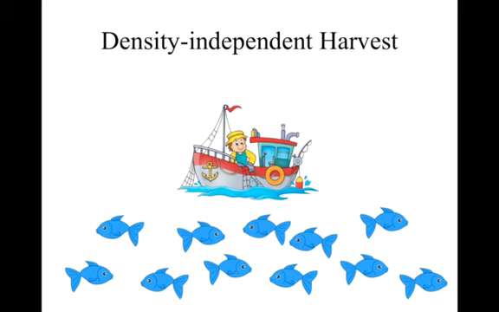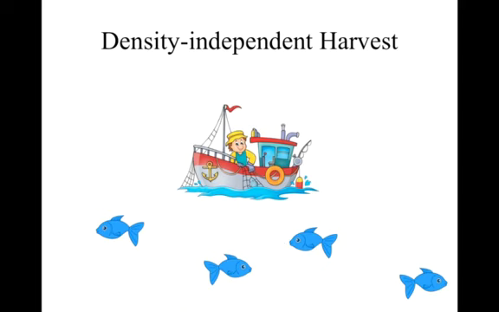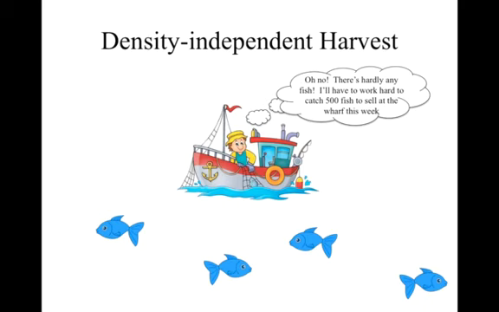So if I think about a fisherman here and he might be fishing and there might be tons and tons of fish. And so he says, oh good, there's lots of fish. I think I can sell about 500 at the wharf this week. So he's going to take 500 fish. But what happens when there's a lot fewer fish in the water? Does he say, oh well, there's fewer fish, so maybe I should take less? Nope. Typically what the fisherman says is, oh no, there's hardly any fish at all, so I'm going to have to work really hard to catch 500 fish this week to sell at the wharf. He doesn't say I'm going to catch less. He says I'm just going to have to work harder to get the amount I want.